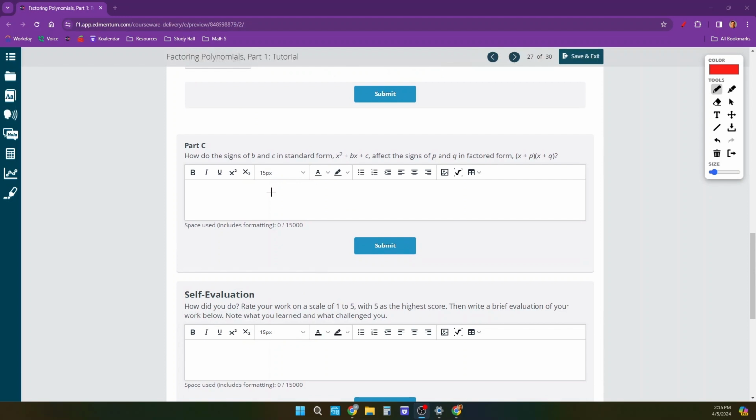But now looking at part C, how do the signs of b and c in the standard form, x squared plus bx plus c, affect the signs of p and q in the factored form? Well, depending on what your middle number is, you could manipulate the signs for c. So there are a couple examples.